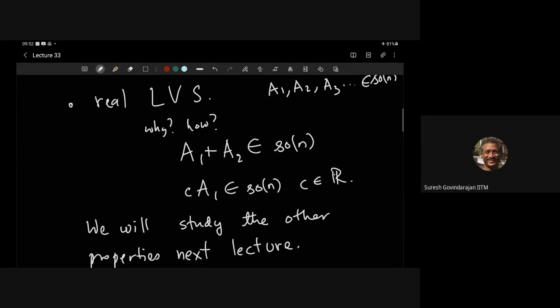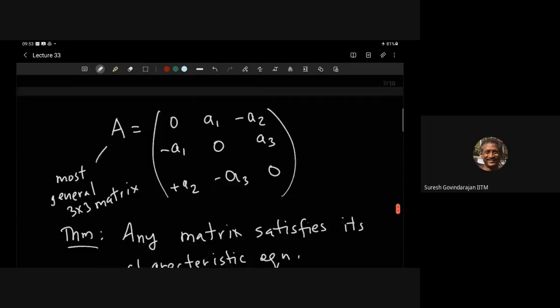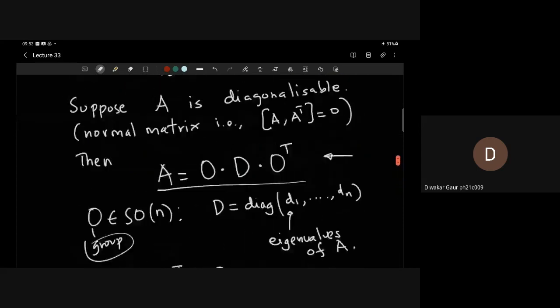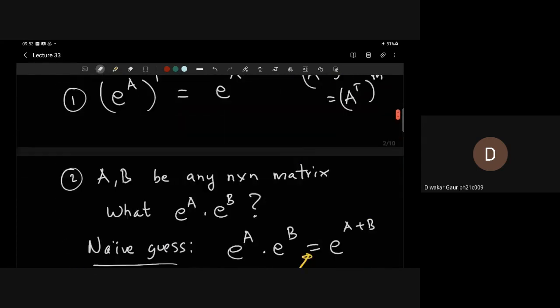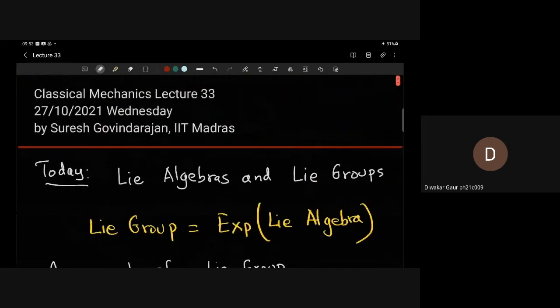Yes, go ahead, Divakar. Sir, in the beginning you wrote something like Lie group equals exponential of Lie algebra. So by that, did you mean that any element of that Lie group can be written as the exponential of an element which belongs to some Lie algebra? That's all that means. Absolutely, you got the essence of what I wanted to say.